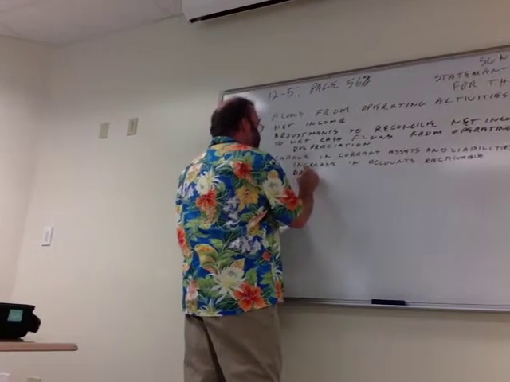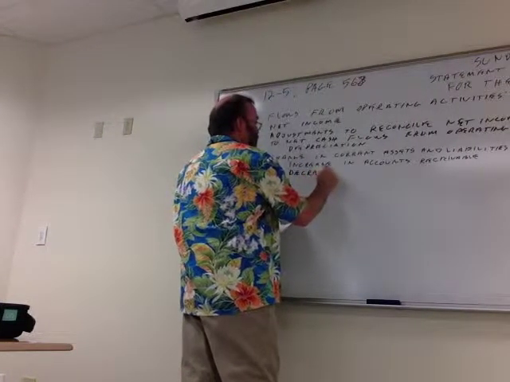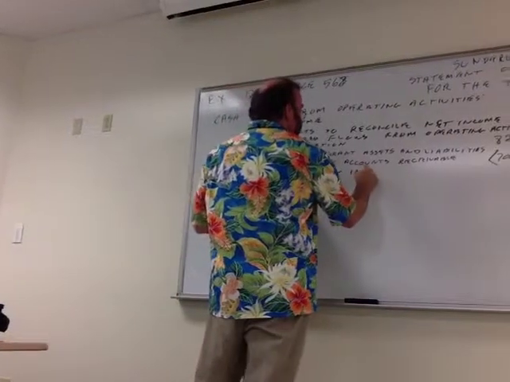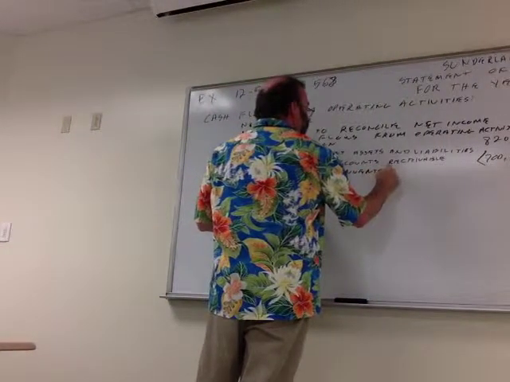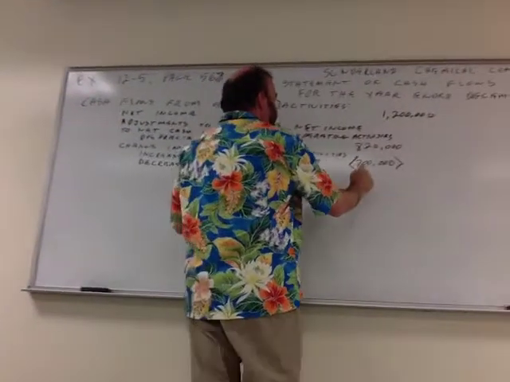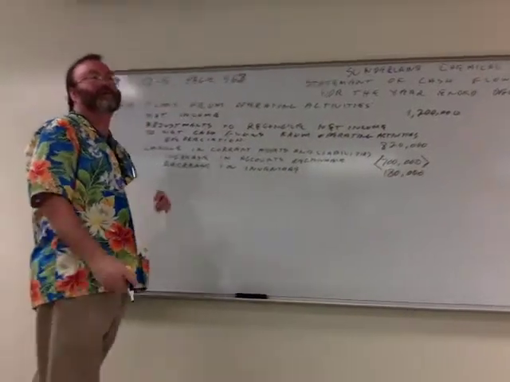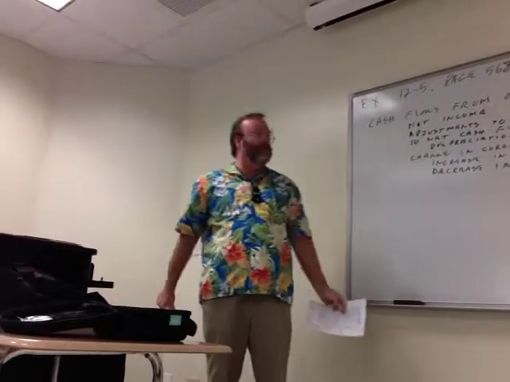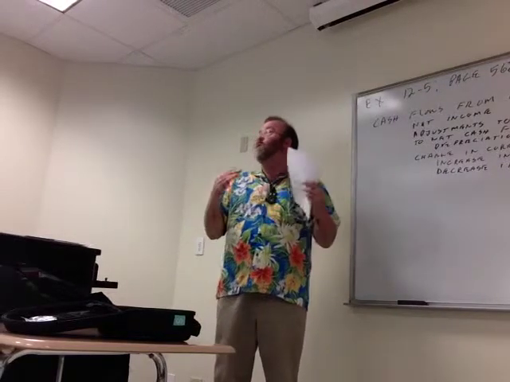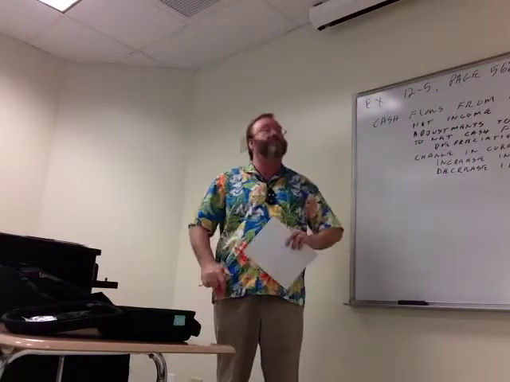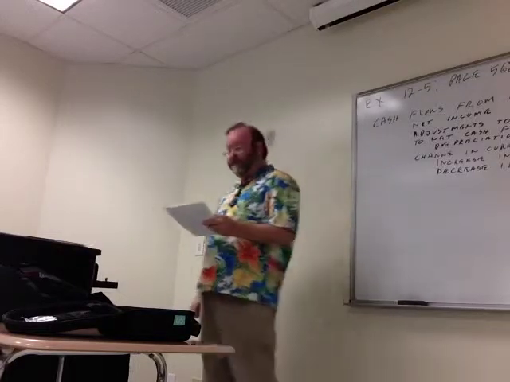The next one is inventory. Started the year at $1,020,000 and ended the year at $840,000. So we had a decrease in inventory of $180,000. How does that affect cash? Cash goes up. Inverse relationship. Inventory went down. We were not buying more inventory. So we saved the cash.